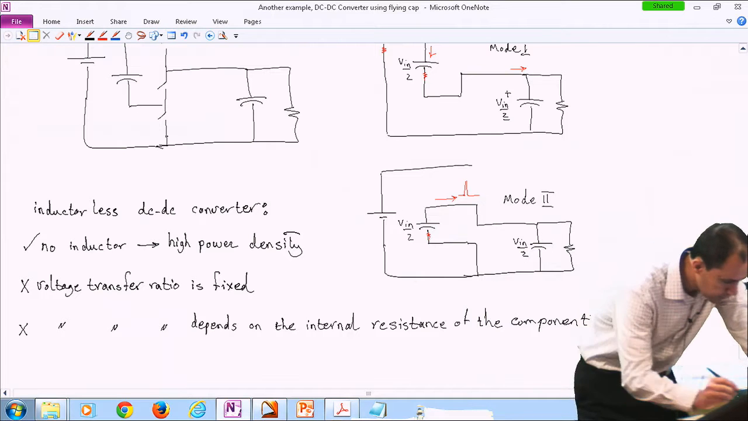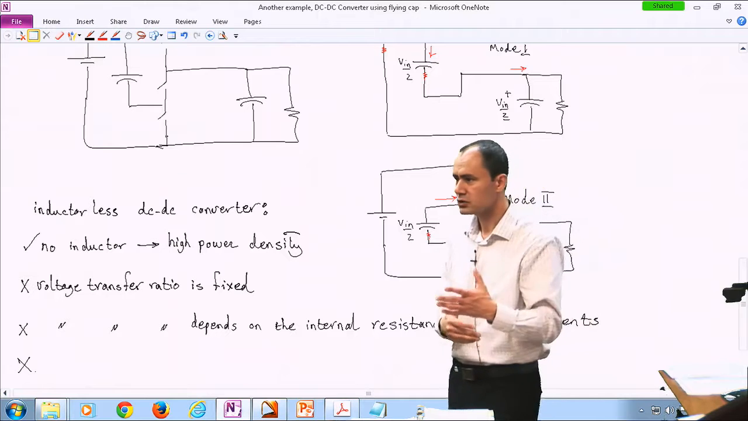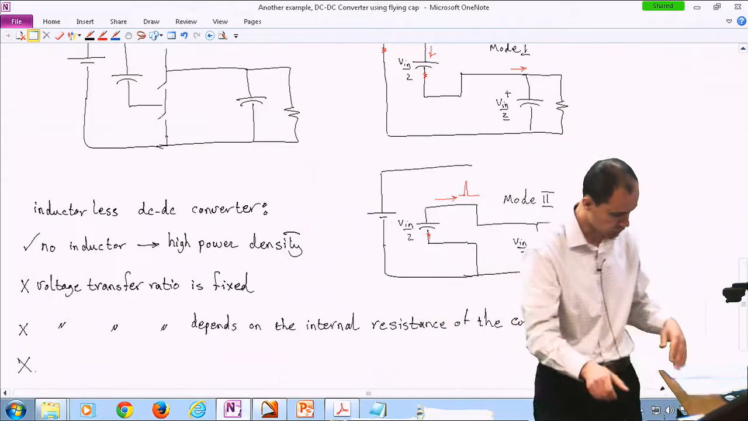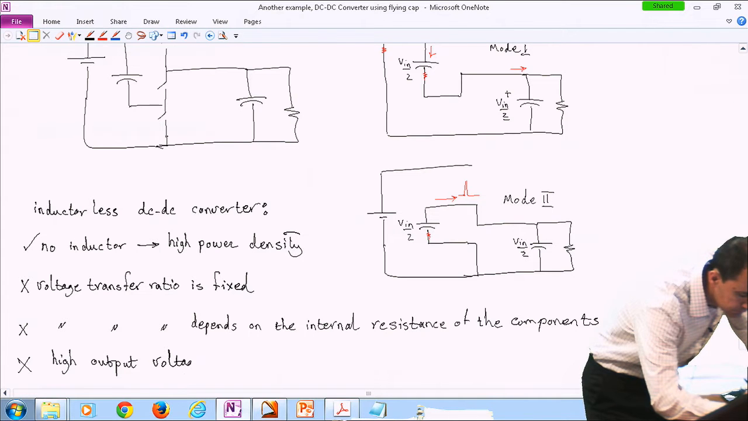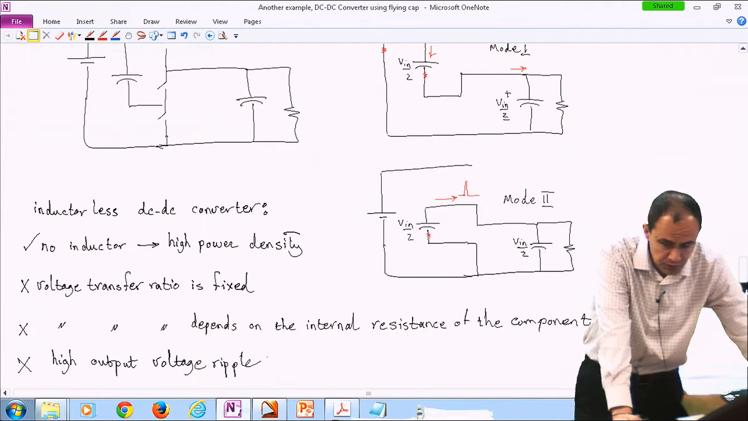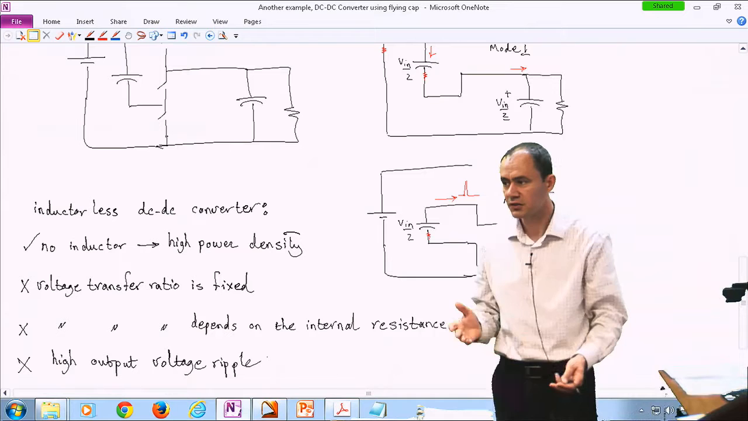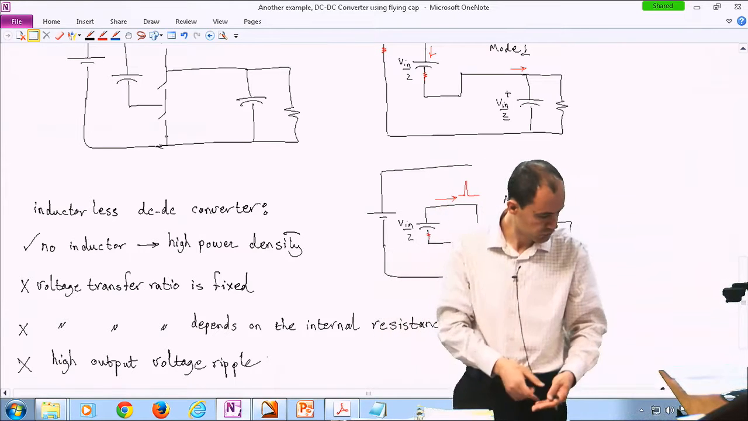The other problem is the ripple. Your current has a ripple, therefore your voltage also has a ripple, the voltage of the caps also, so high output voltage ripple. Okay, because remember the inductor is basically a filter there. It's making a second order filter and we are reducing that order to the first order filter.